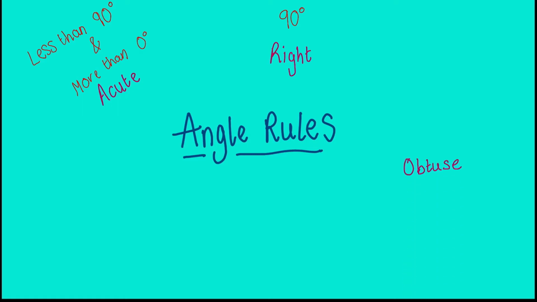Next, we've got an obtuse angle. Can anyone tell me what an obtuse angle is? Could you describe the size of it? Yes, it's less than 180 degrees, but more than 90 degrees. You probably see the pattern. We're going in order, aren't we? An acute, and then a right angle, and then an obtuse angle, and then what comes next?